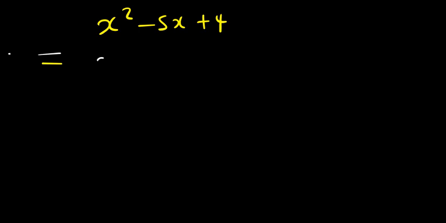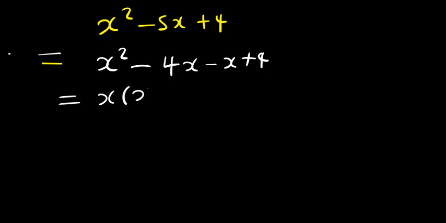So in this case, I'm going to have x squared minus 4x minus x plus 4. Then I factorize. I'm going to have x, then I'm going to remain with x minus 4. Then I'm going to remain with minus.